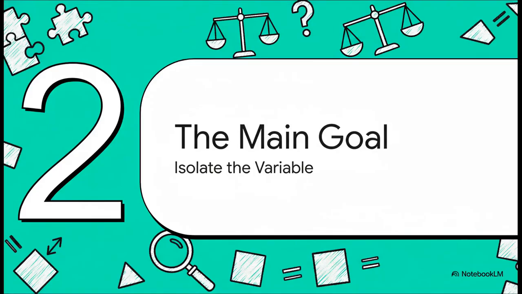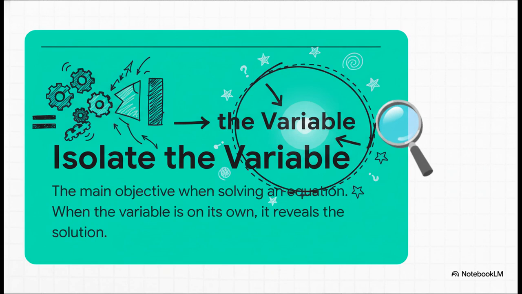So, okay, we've got a balanced puzzle and we have our golden rule. But what's the point of the game? What are we actually trying to do here? Our mission, our entire quest, is to get that variable, the letter X, all by itself on one side of the equal sign. We want to isolate it. We're clearing away everything else around it so it can finally tell us its secret value.